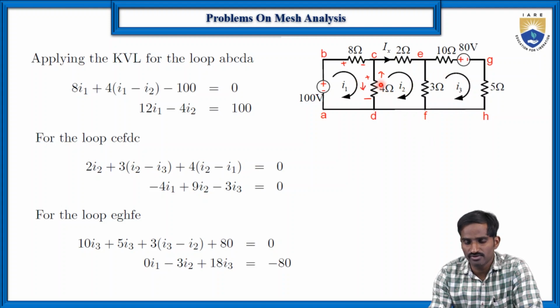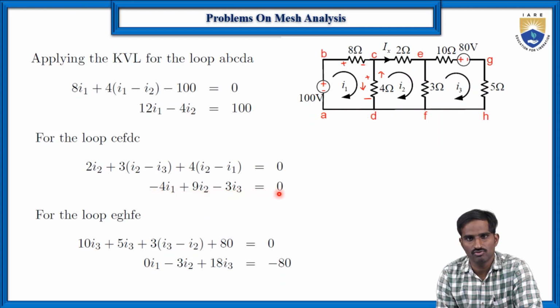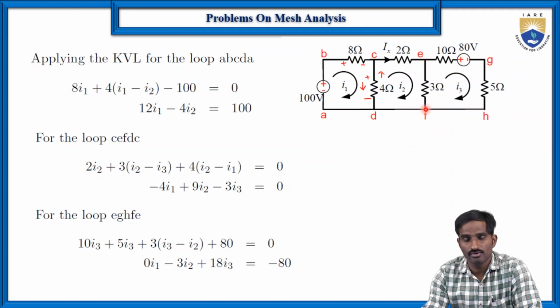In the previous case, the current flowing through the 4 ohms resistor was I1 minus I2, because in that case the reference current direction is I1, but in this case the reference current direction that we are considering is I2. So that's why the current flowing through this 4 ohms resistor now is I2 minus I1. So then plus 4 into I2 minus I1, which is equal to 0. Then if you simplify this, you will get the final equation as minus 4 I1 plus 9 I2 minus 3 I3 is equal to 0. So let us consider this is equation number 2. Right, then coming to the loop 3, which is EGHF. Then apply the KVL to the loop 3 also.